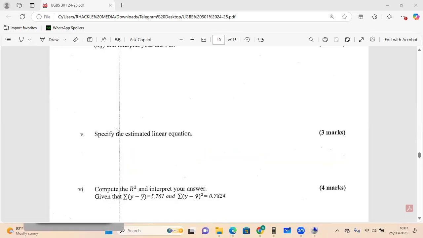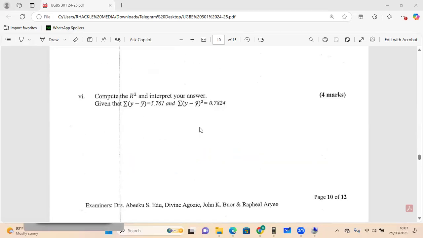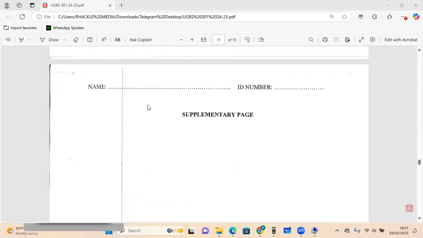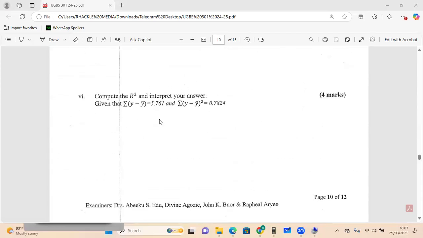Now, the last one. The question is saying compute the R square. R square is the coefficient of determination. And they've given you some hints here. Remember, the R square is actually the sum of square regression. The formula is sum of square regression, SSR, all over total sum of square, SST, right?